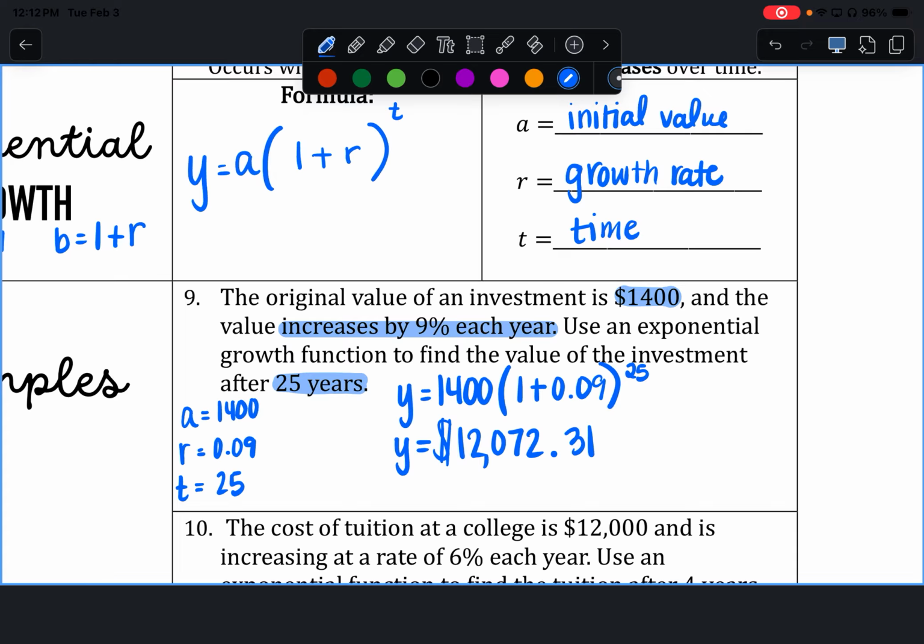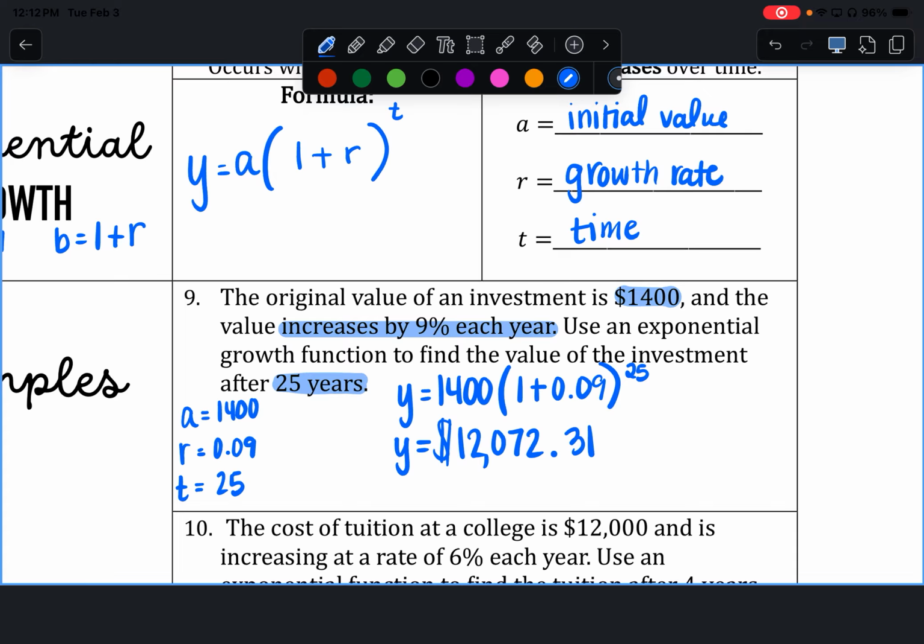So let's skip down to number 11. Number 11 says the number of student athletes at a local high school is 300 and is increasing at a rate of 8% each year. Use an exponential function to find the number of student athletes after 5 years. The word increasing tells us it is growth. Now, what is our A? What is our initial value? What is our rate? What is our T?